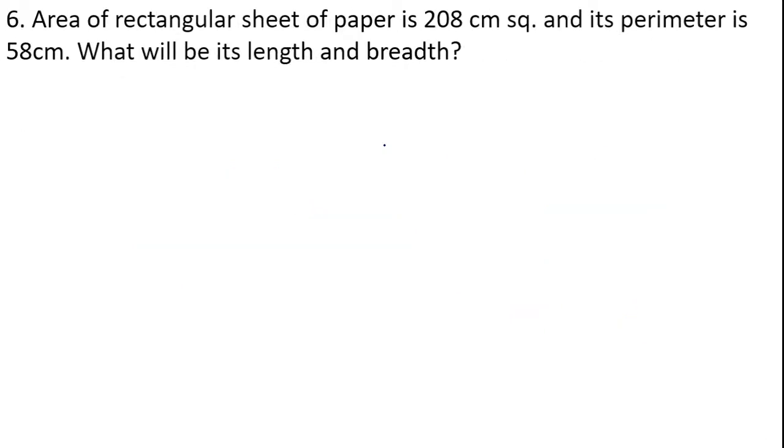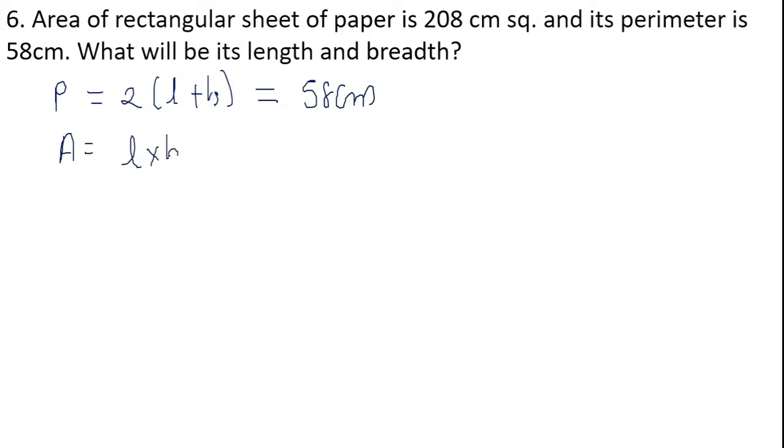Okay, so moving on to the next question. What is the next question given here? The area of the rectangular sheet of a paper is 208 centimeter square and its perimeter is 58 centimeter. What will be its length and the breadth is the question. So to answer this particular question, we know what is the area and as well as we know what is the perimeter. We have learned right now what is the perimeter. Perimeter is equals to twice of length plus breadth, and the perimeter given in the question is 58 centimeter. What is the area of the rectangular shape? Area is what? Length into breadth, and the area given in the question is 208.